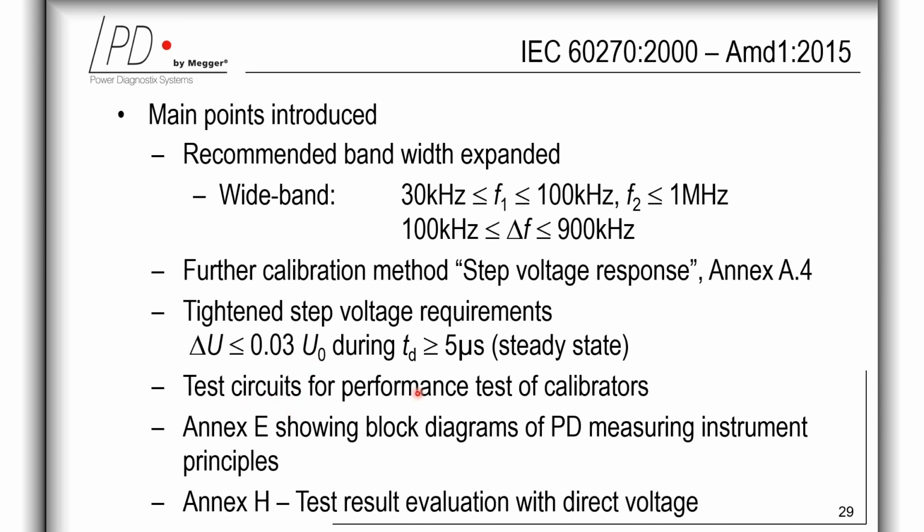And here, test circuits for performance tests of calibrators were also introduced, and in Annex C, you can find the block diagrams of partial discharge measuring instrument principles, and in Annex H, test result evaluation with direct voltage was also introduced.